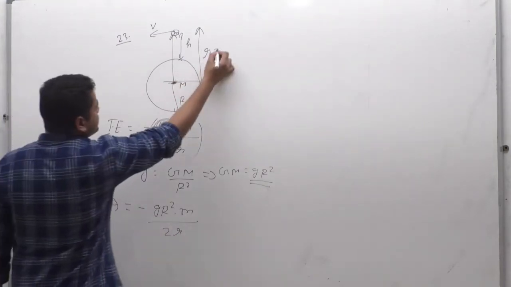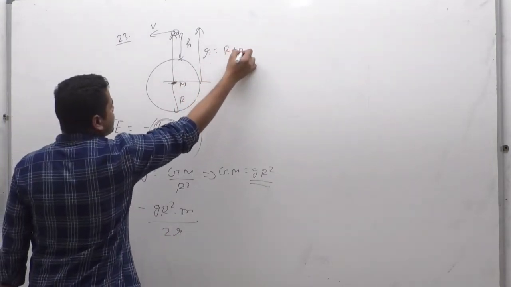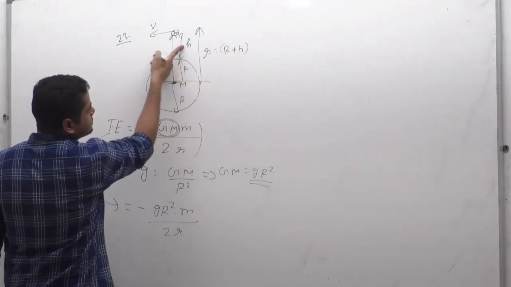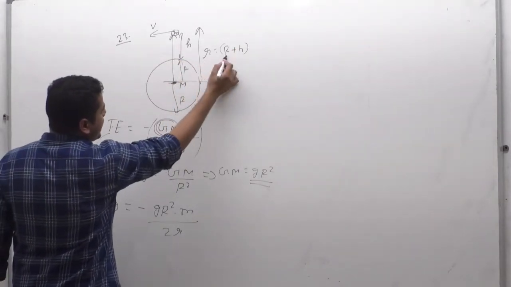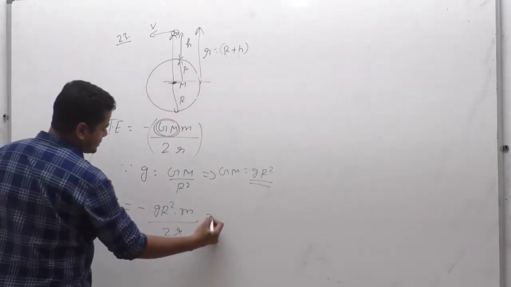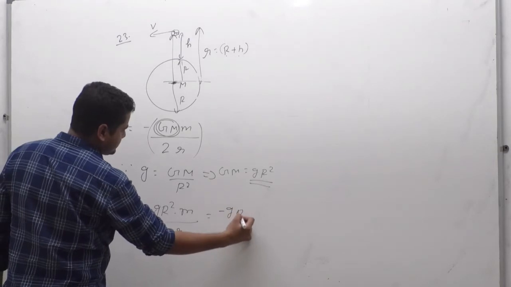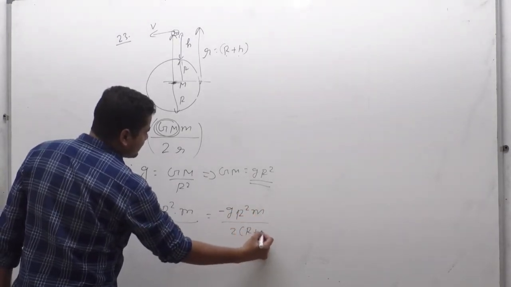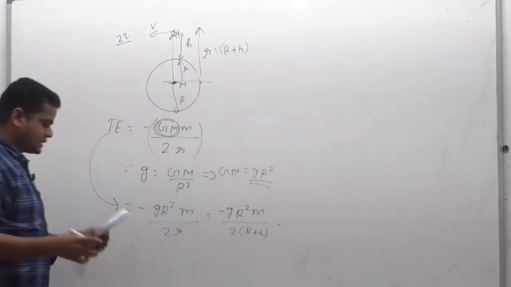r equals, you can see, the radius of earth R plus h, because this distance is R, and this distance is h. So small r equals R plus h, the distance of the satellite from the center of earth. Now just put the values. So this will be gR square m upon 2 into (R plus h). So this is the total energy expression.